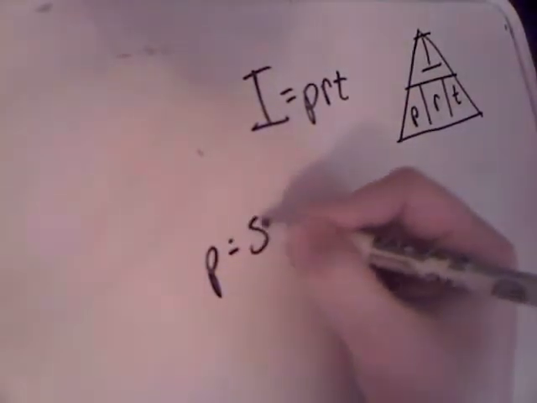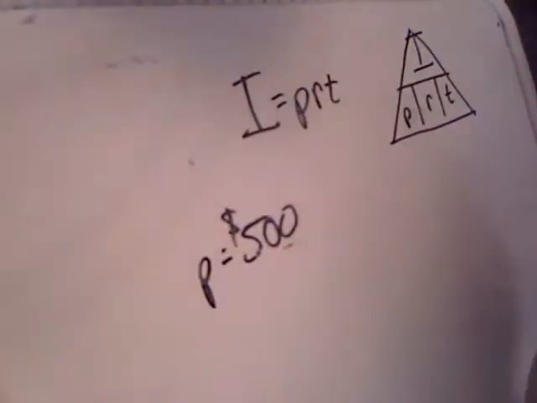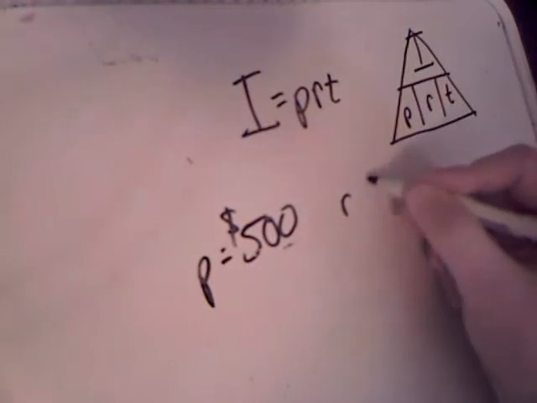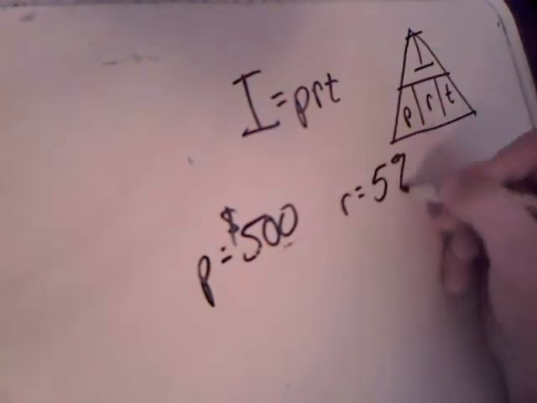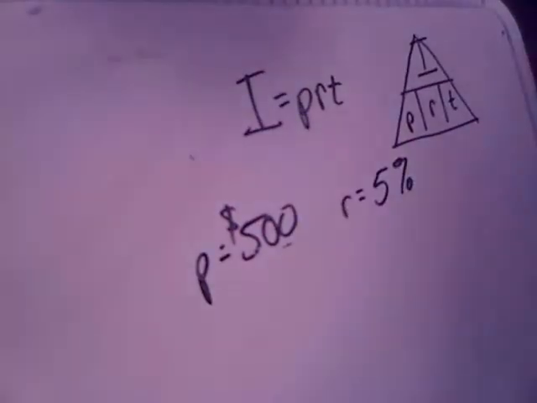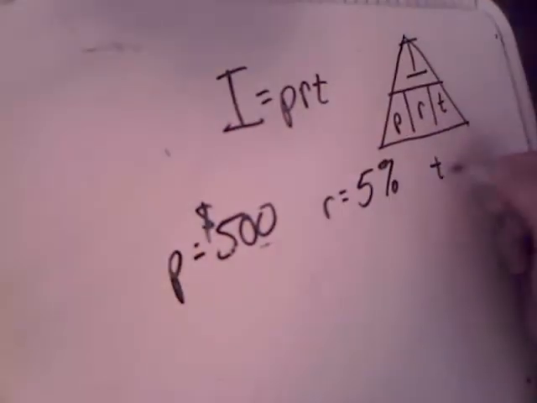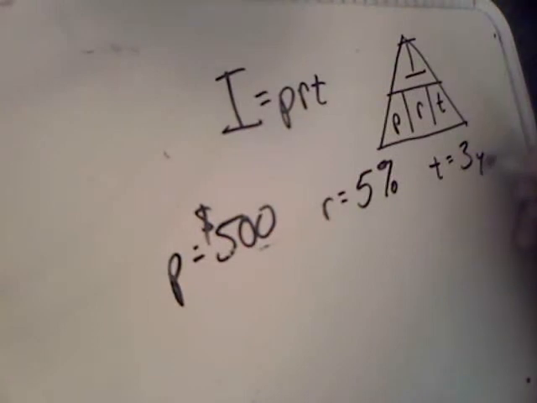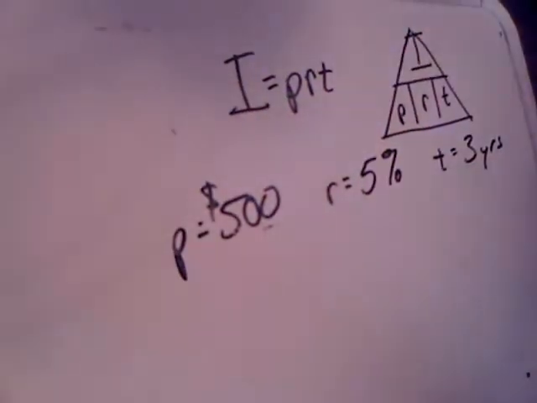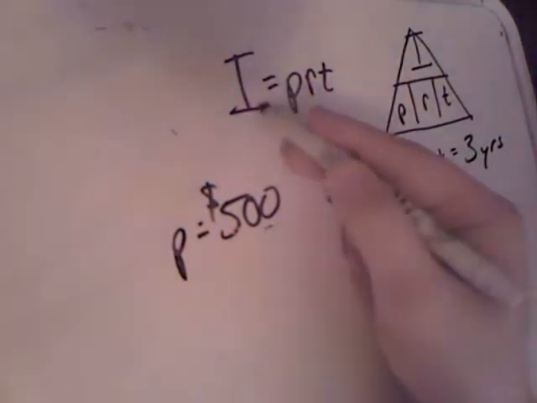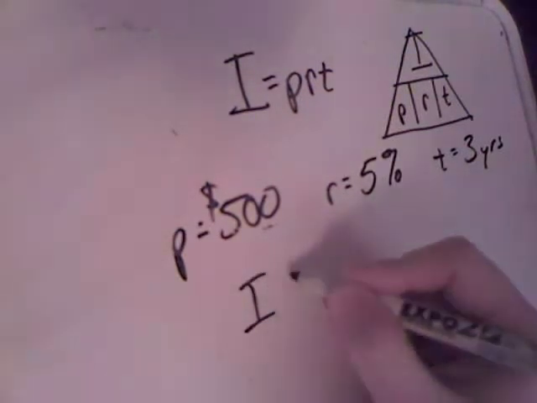If we have a principal amount of money of $500, and we find out that there's an account that will give 5% interest on that particular amount of money, so we put it in the bank for 3 years. Now we want to know how much money we are going to make off of this. To figure this out, we're going to plug these numbers into our IPERT formula. So we don't know what the interest is, that's what we're trying to figure out.